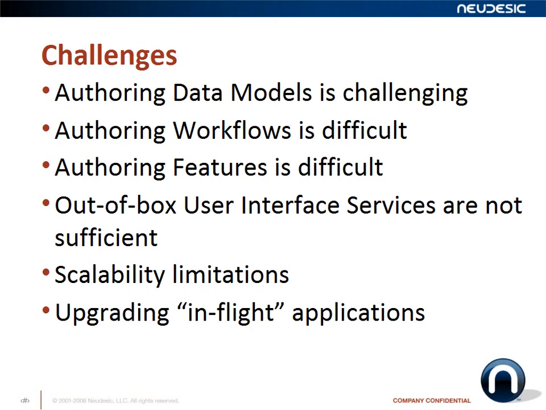The out-of-the-box user interface services are really not sufficient. So if you look at the list interface for SharePoint, it allows you to do very, very basic column-based user experiences. You really have no control over what fields are shown. You have no control over the ability to pull in related information from other lists. So really the out-of-the-box user interface services are insufficient. Also, scalability limits. I'm sure that several of you have heard of the 2,000 items per list, X number of subwebs per site collection. So there are some real scalability limits that we need to concern ourselves with when we're designing and architecting these solutions.